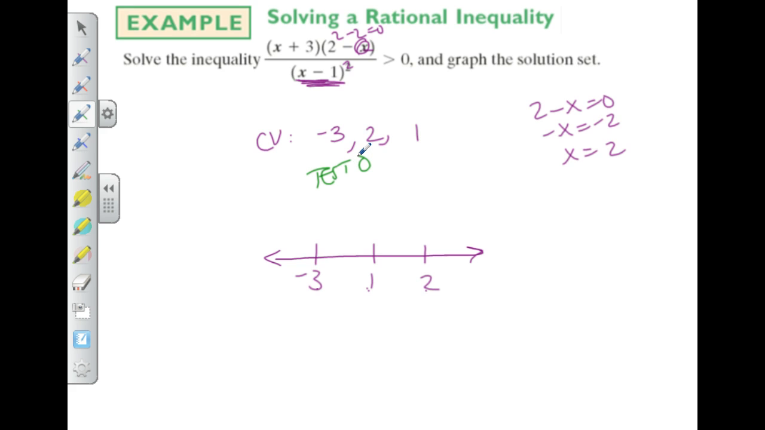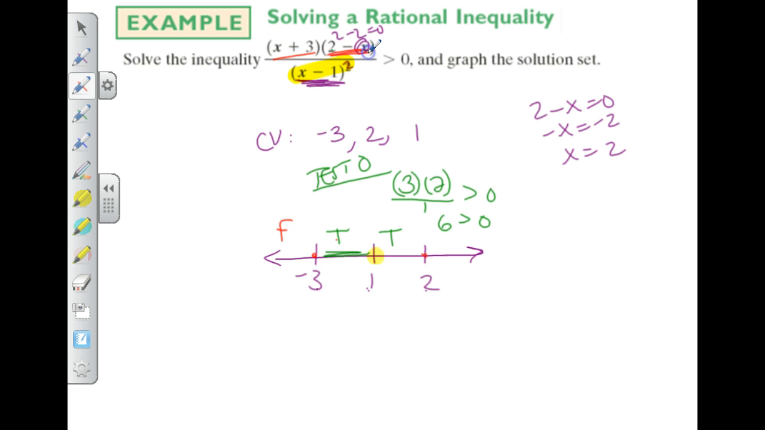So I'm going to test 0. Throwing in a 0 here, I get 0 plus 3, which is 3. 2 minus 0 is 2, all divided by -1 squared, which is 1. So I really end up with 6 is greater than 0, which is a true statement. So I tested 0, I'm going to locate 0, and think everything in here is true. Now, right here is a double asymptote, which means it's not going to change sign just like a double root, because remember that causes the volcano effect. So I know it's true on this side as well. This is a single root, so it's going to change from true to false, and this is a single root coming from this guy. So again, my true values are between -3 and 2.